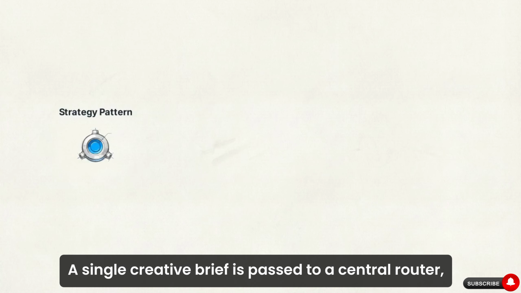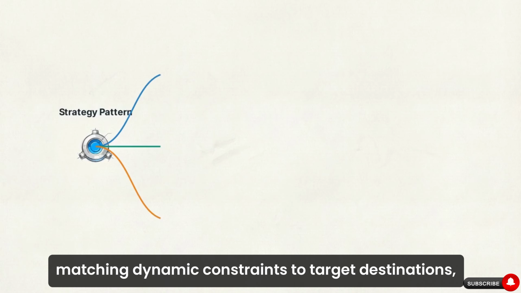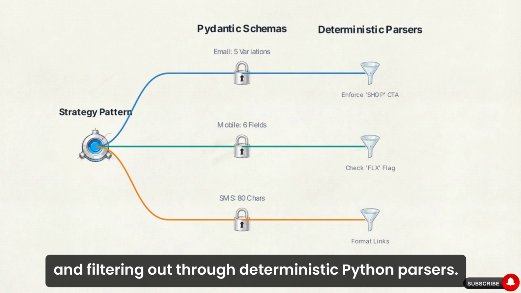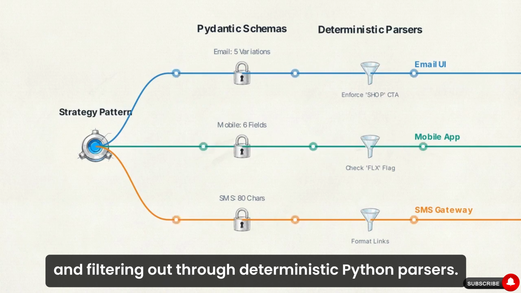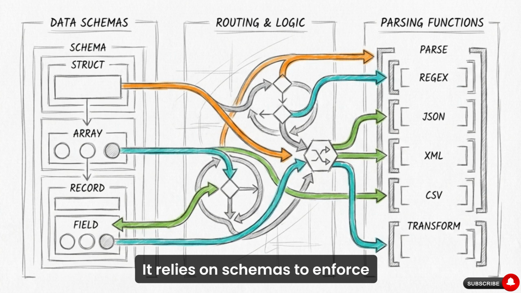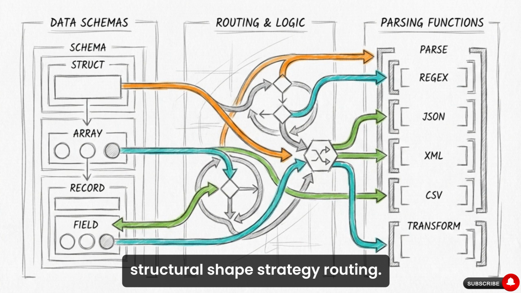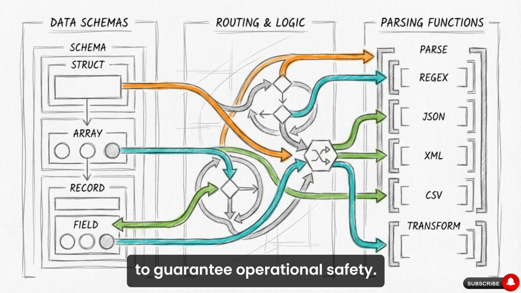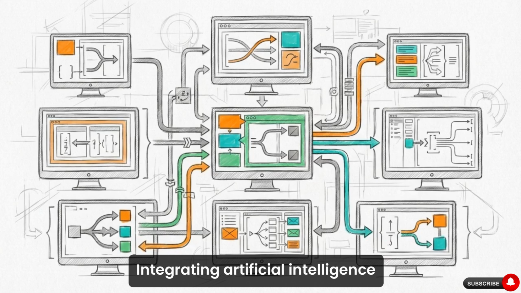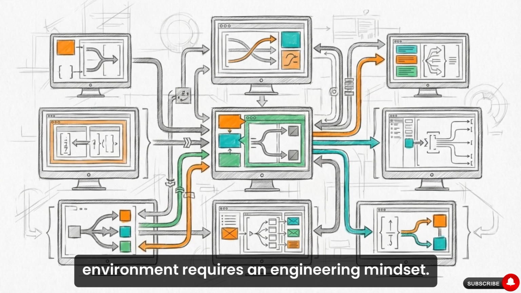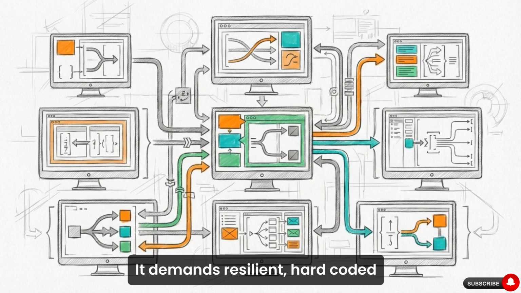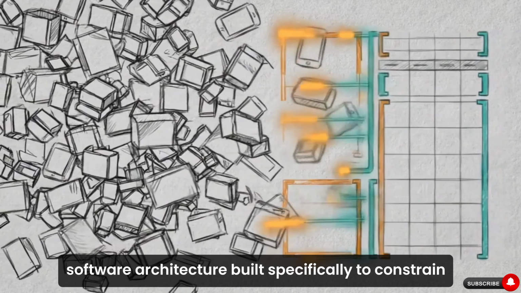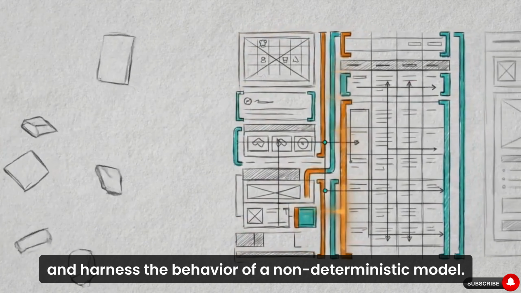A single creative brief is passed to a central router, matching dynamic constraints to target destinations, executing through a locked data schema, and filtering out through deterministic Python parsers. It relies on schemas to enforce structural shape, strategy routing to isolate the execution logic, and rigid parsers to guarantee operational safety. Integrating artificial intelligence into a massive production environment requires an engineering mindset. It demands resilient, hard-coded software architecture built specifically to constrain and harness the behavior of a non-deterministic model.